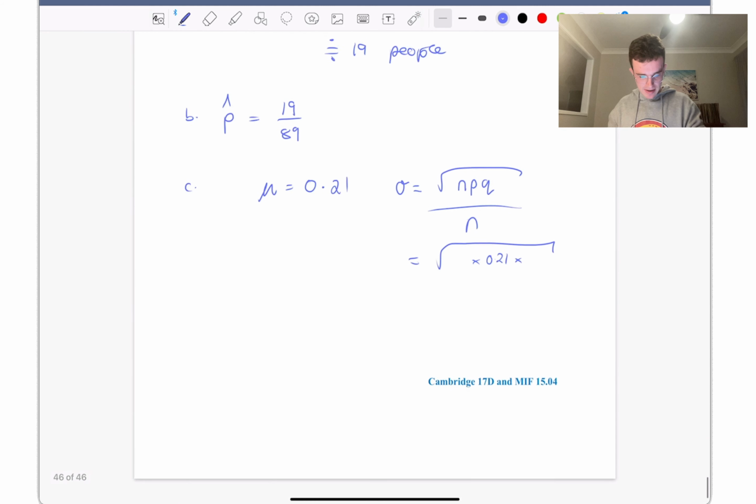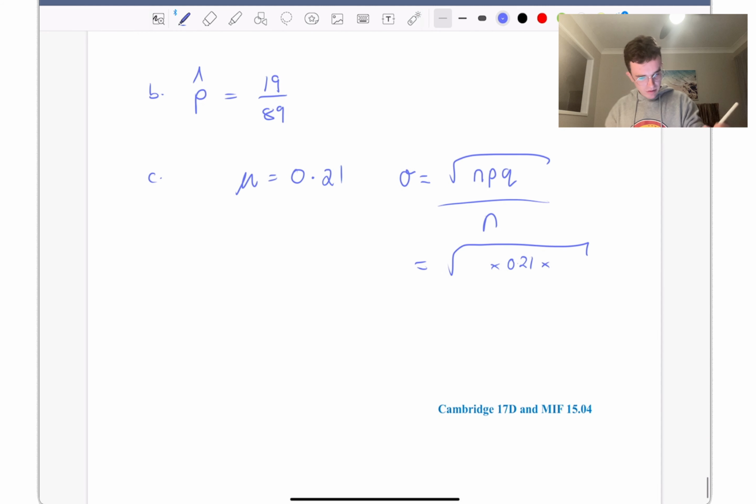Okay, so 1 minus 0.21 is 0.79 on 89. And if we do that, we get 0.043. So that's our standard deviation, and our mean is 0.21.